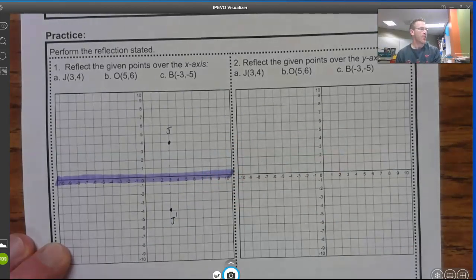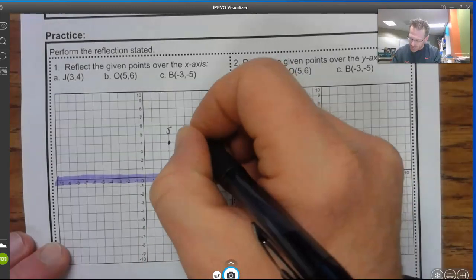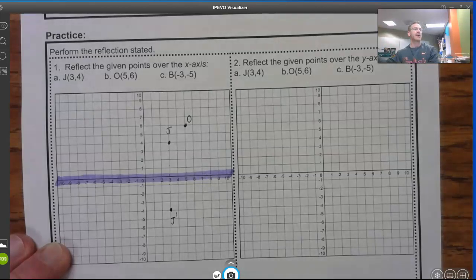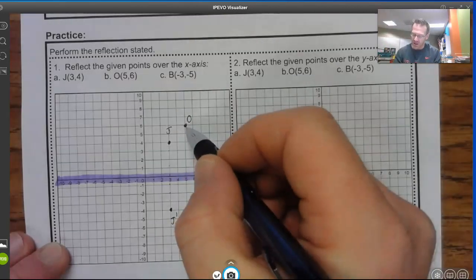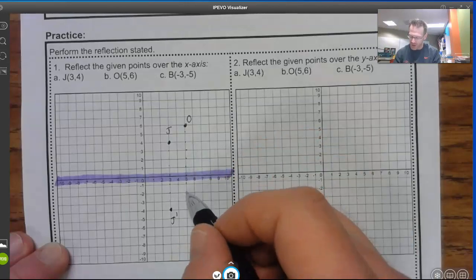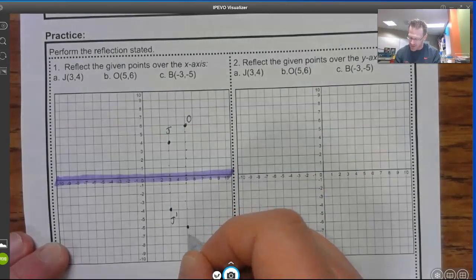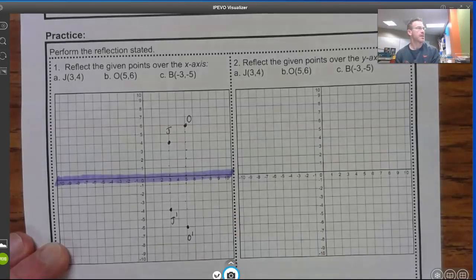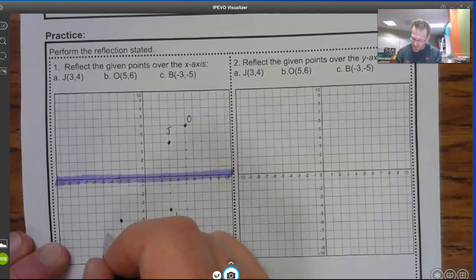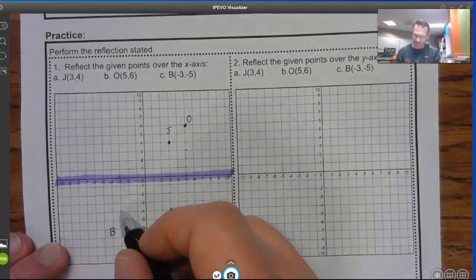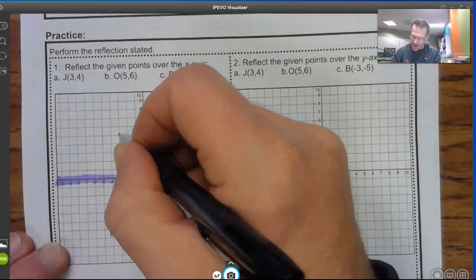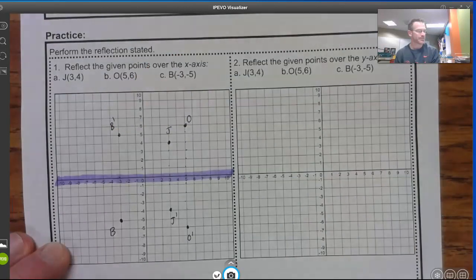If we take O, which is (5, 6), it would be right here. I'm going to count the distance to that line of reflection and then go the same distance to the other side. That would be 6 above, so I'm going to go 1, 2, 3, 4, 5, 6 below. And if I have (-3, -5), that would be right here. So there's B. Notice this time I'm 5 units below, so to reflect it, I would want to be 1, 2, 3, 4, 5 units above. And then there's B prime.